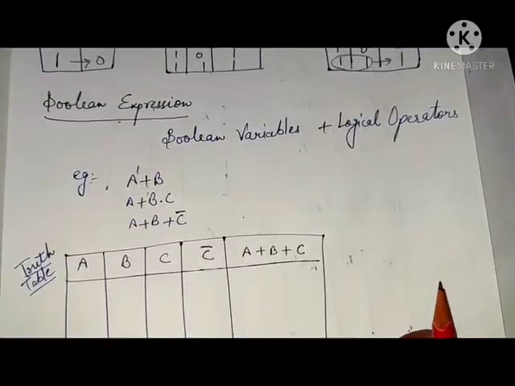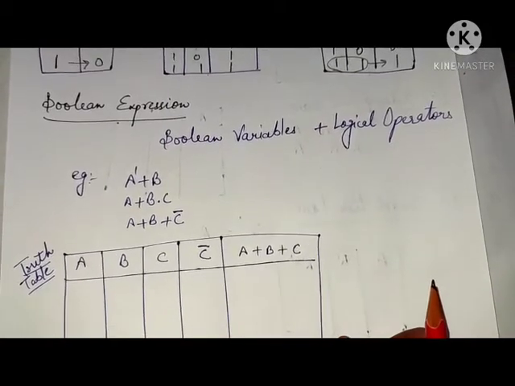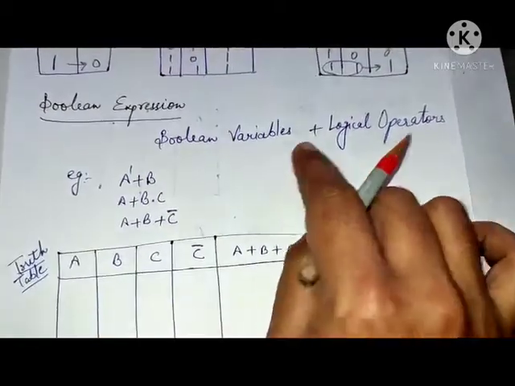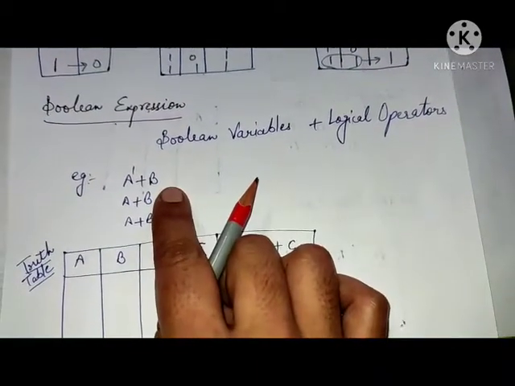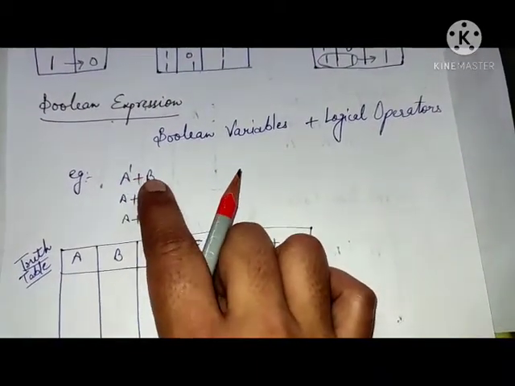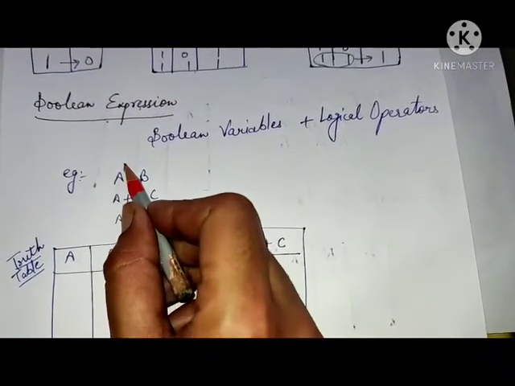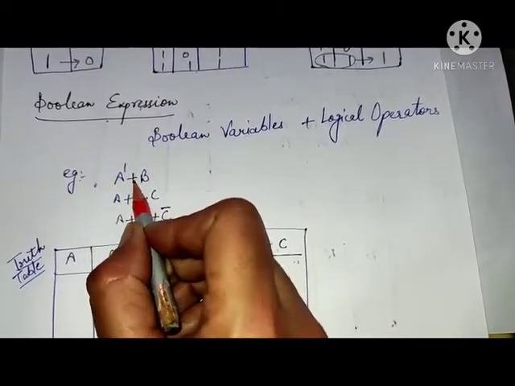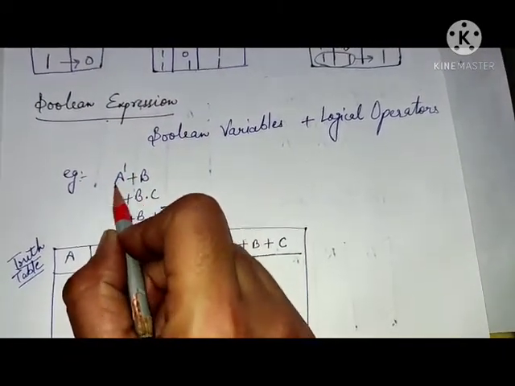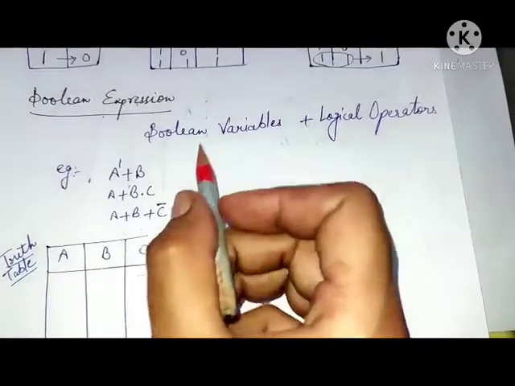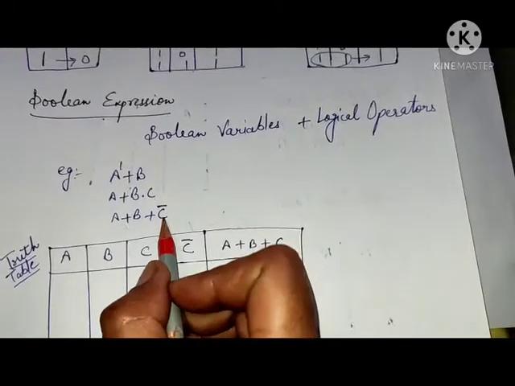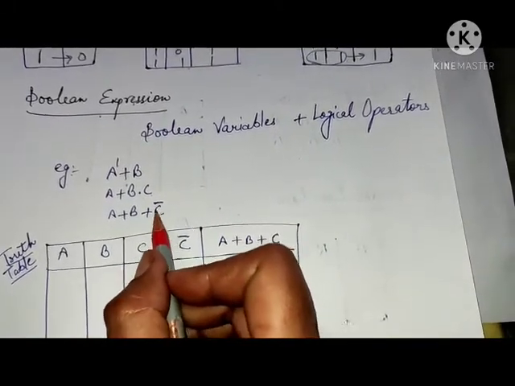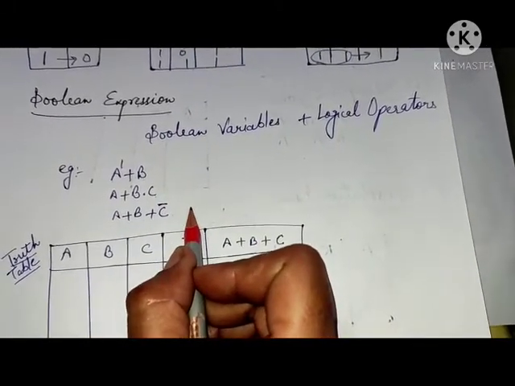Like any arithmetical expression, a Boolean expression contains Boolean variables as well as logical operators. Here is an example of a Boolean expression: A complement plus B. Complement is the logical NOT operator, plus is the logical OR operator, and A and B are the Boolean variables. And A plus B dot C, this is another Boolean expression. A plus B plus C complement, this is another Boolean expression.